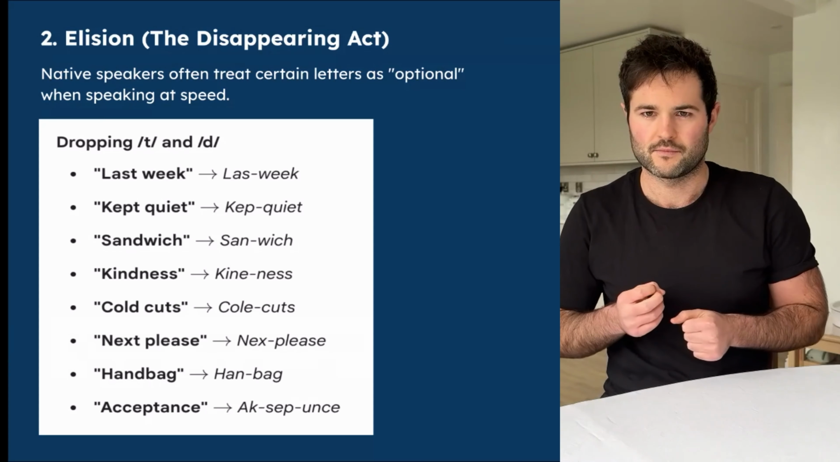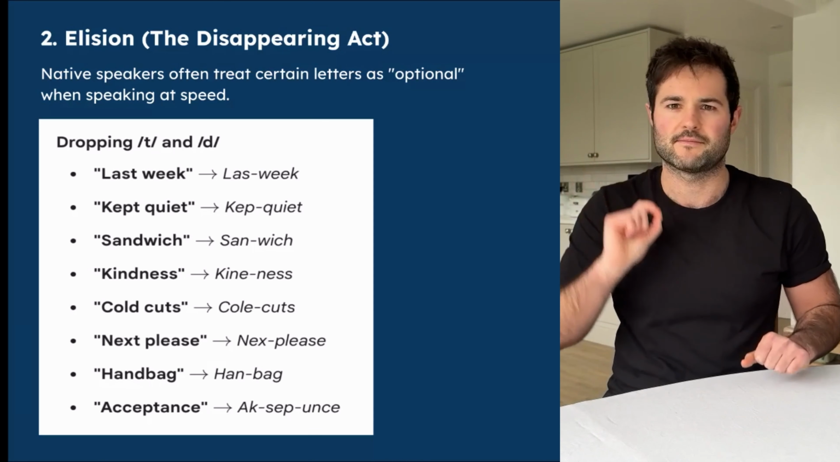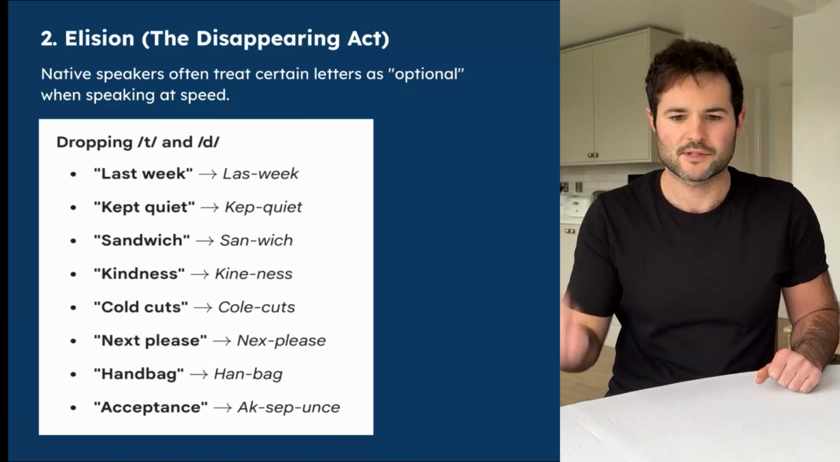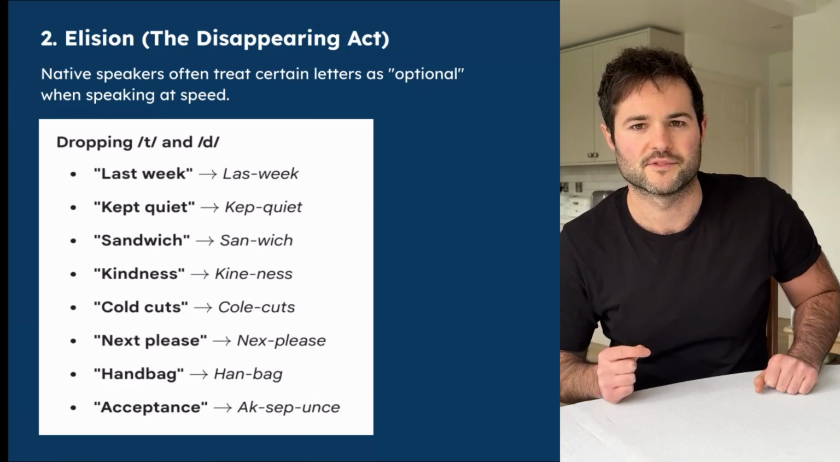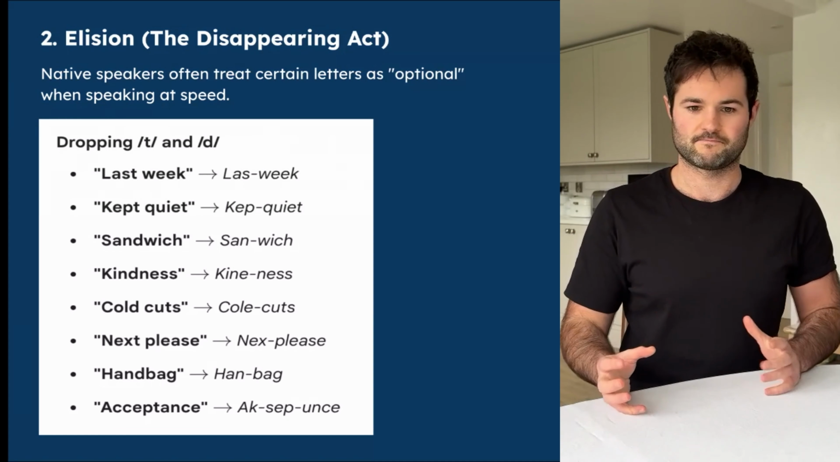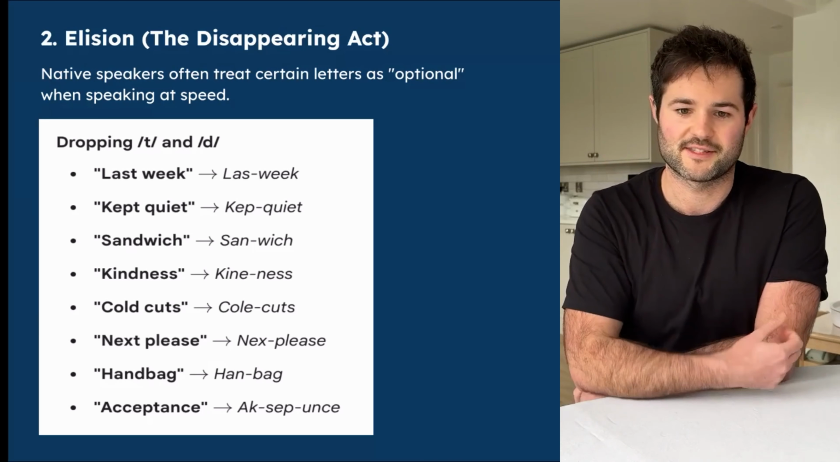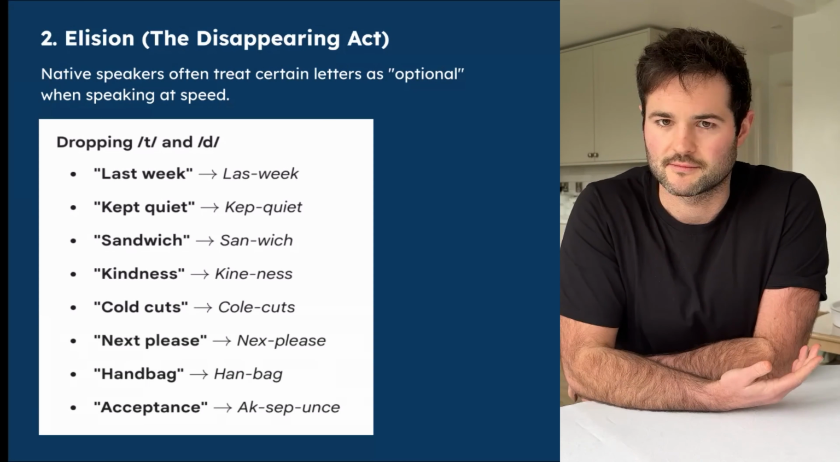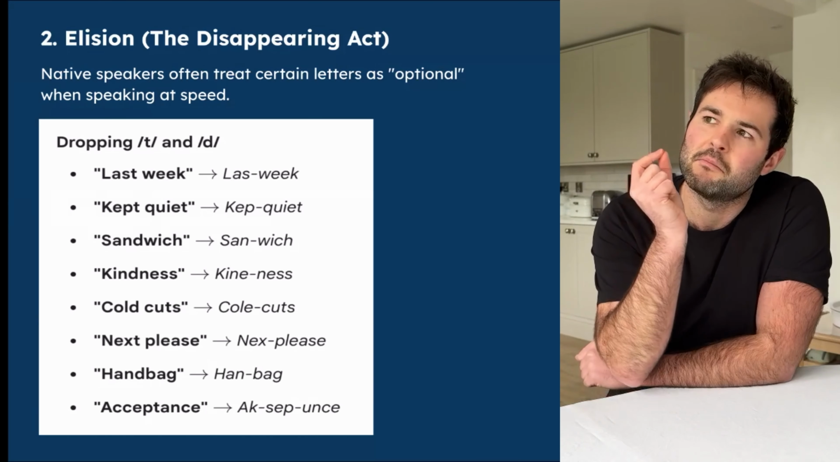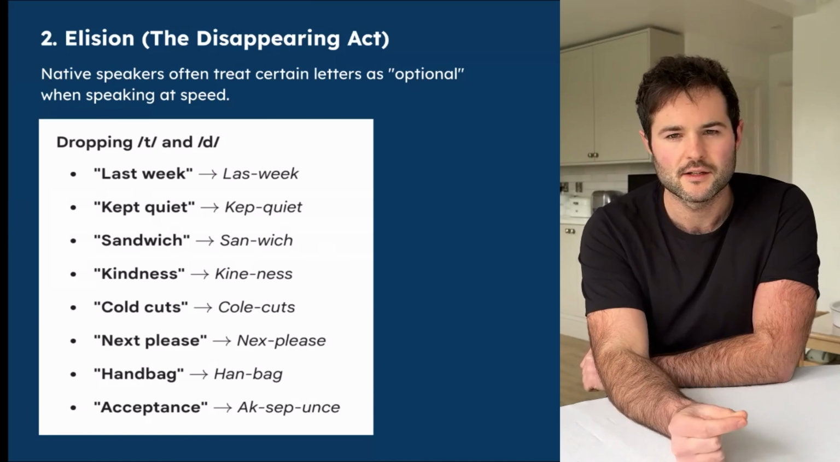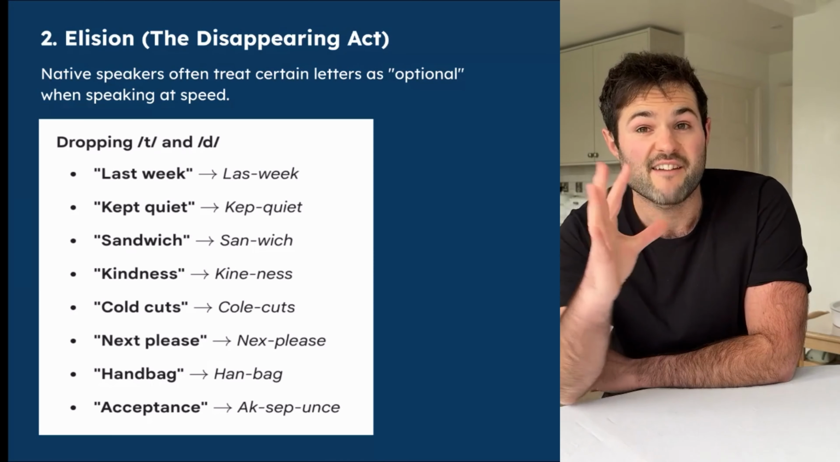Acceptance. Again, we kind of drop the T. I kind of pronounce it there. So maybe this depends on the accent. My guide here is saying acceptance. So we don't boldly pronounce the T. It's again just a faint T.